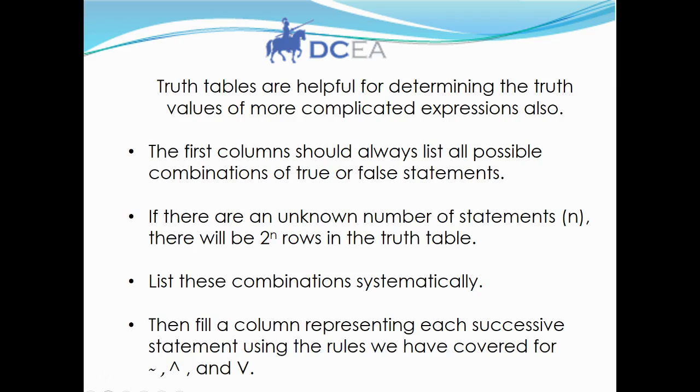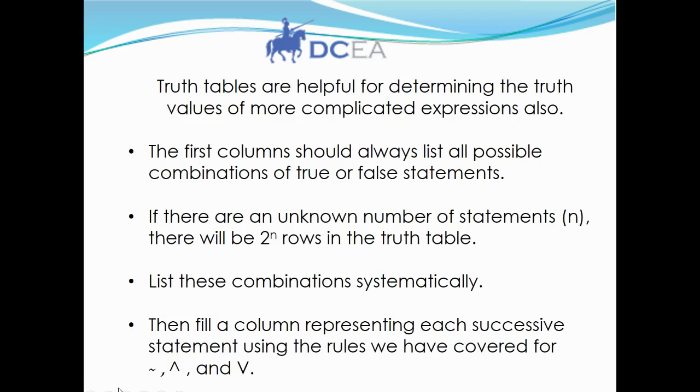Truth tables are helpful for determining the truth values of more complicated expressions also. The first columns of your truth tables should always list all possible combinations of true or false statements. You don't have to come up with these tables on your own. Your book is going to show you what the setup is for those tables. If there are any unknown number of statements, n, there will be 2 to the nth power rows in the truth table. You'll see how this works with our next combinations.